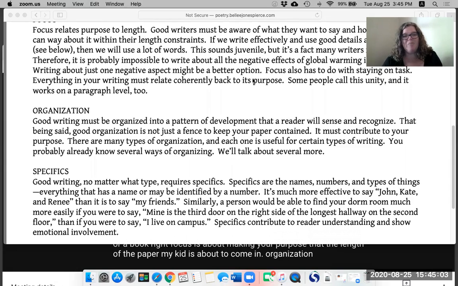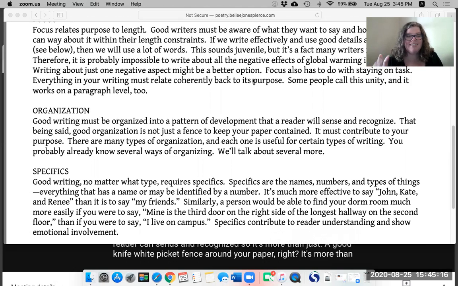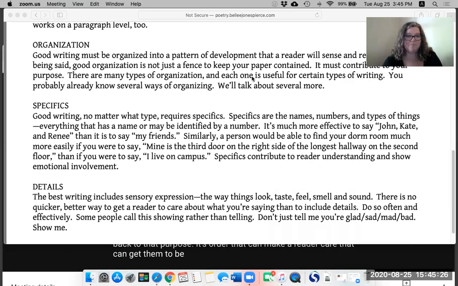Organization is about a pattern of development that a reader can sense and recognize. So it's more than just a good, nice white picket fence around your paper, right? It's more than just theming order. It's order that contributes back to that purpose. It's order that can make a reader care, that can get them to be emotionally involved.